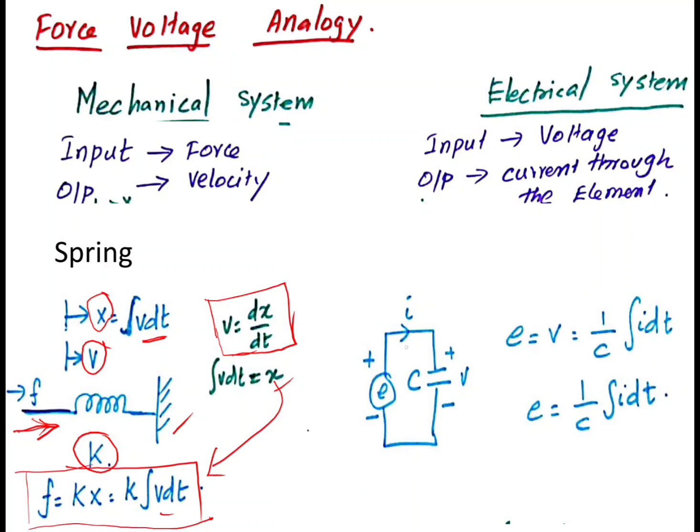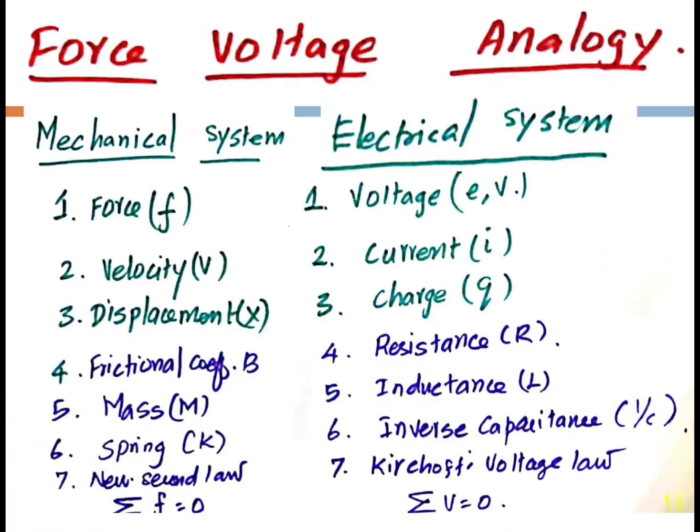A capacitor is connected with the voltage source, and C is the capacitor value, and V is the voltage across the capacitor. So the applied voltage is equal to the voltage across the capacitor, which is equal to 1 by C into the integration of i dt. E is equal to 1 by C into the integration of i dt. These are the basic elements. Now I am relating the terms and notations of the mechanical system and the electrical system.